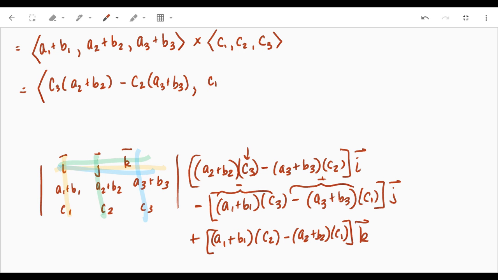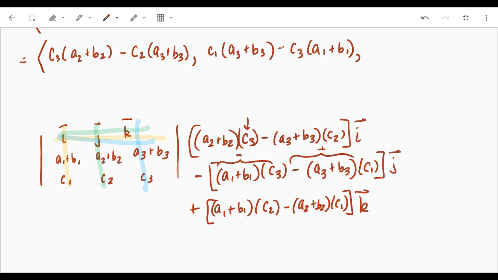So C1 times (A3 plus B3) minus C3 times (A1 plus B1). And then that third component will be C2 times (A1 plus B1) minus C1 times (A2 plus B2). And there we go. Okay, so that's my work down below. And now I can simplify it.